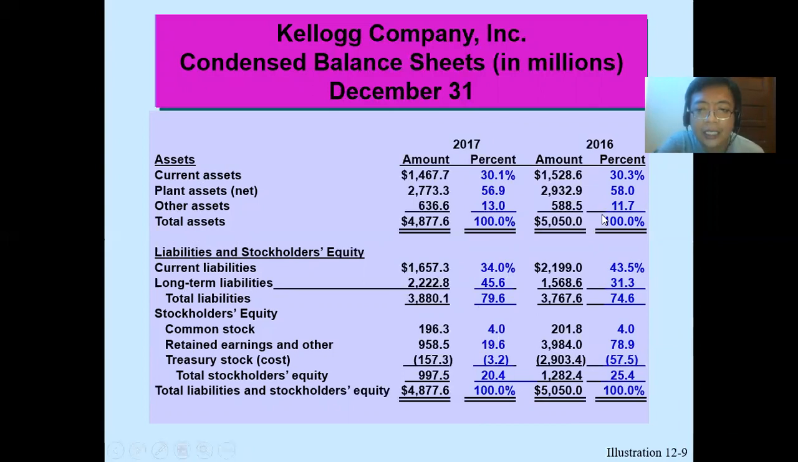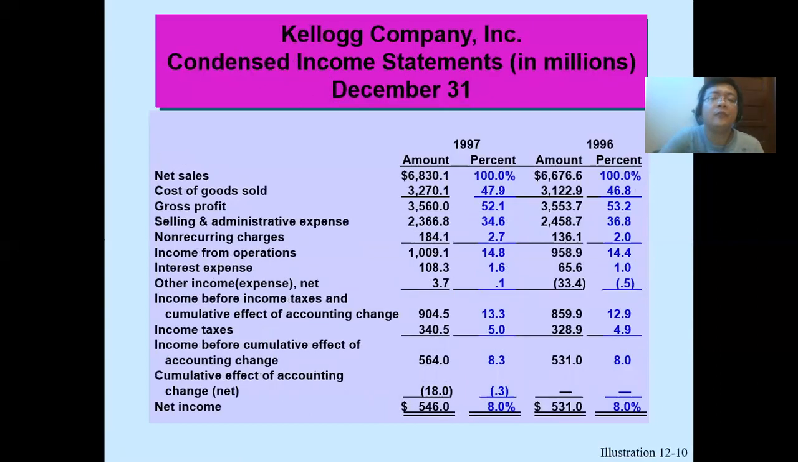Also in 2016, 58.0% is composed of your plant assets. Current liabilities is also large, actually the biggest is 78.9, retained earnings. Okay? So all in all, that's the essence of vertical analysis. You analyze based on the numbers. How about in terms of your income statement?